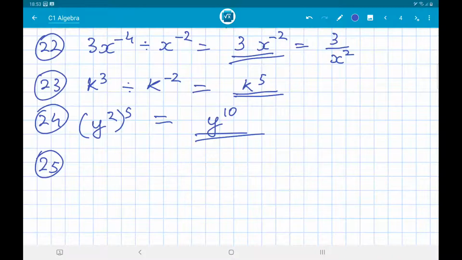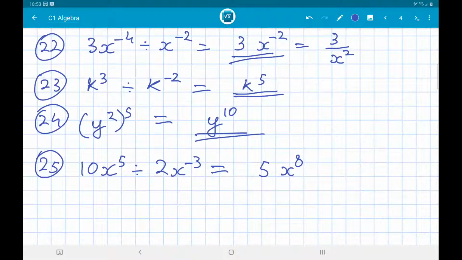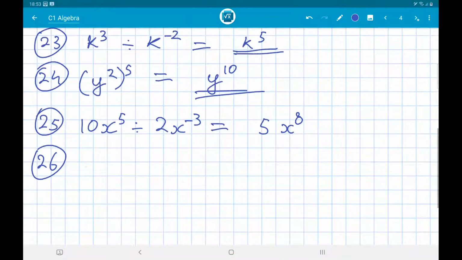25. We have 10x to the 5, divided by 2x to the minus 3, is equal to, so you get 10 divided by 2, which is 5, and you get x to the 5 minus minus 3, which is x to the 8. 26, let's do 26, and it's p cubed multiplied by 2. I mean, just write the whole thing, damn it, why are you just trying to confuse people? Divided by p to the 4. Which would equal 3 times 2, 6 minus 4 is 2. P to the 2. Final answer.